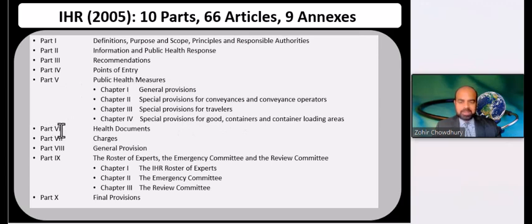Then part 6, it's about documentation. Part 7 about specific charges. Part 8, general provision. Part 9 focuses on experts, emergency committee and the review committee, and a roster of all of the specific people. Finally, the last part is the final provisions.